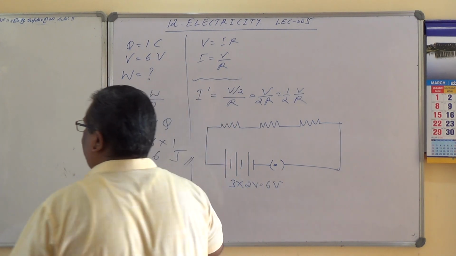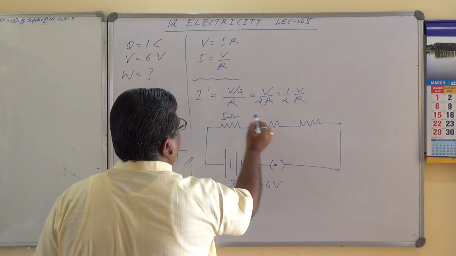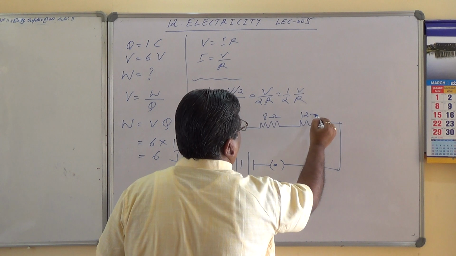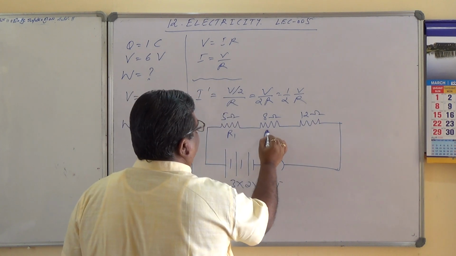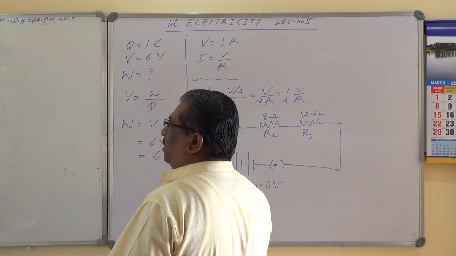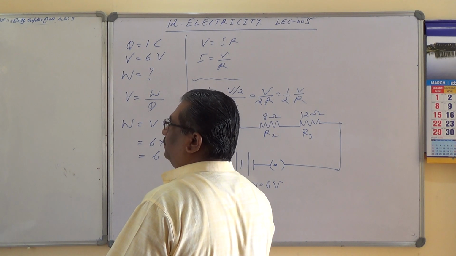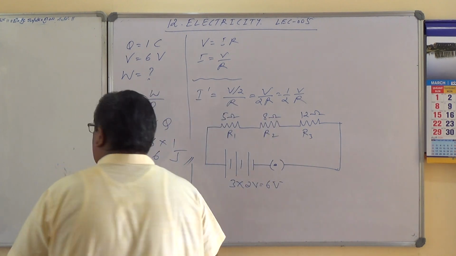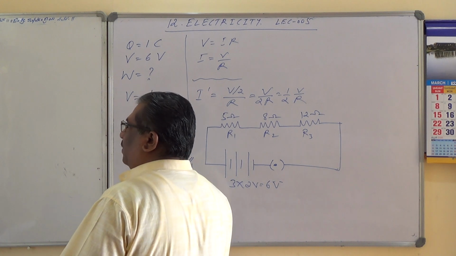So what are the resistors? 5 ohm, 8 ohm and 12 ohm. Let them be R1, R2, R3. What else is there? An ammeter. All these are connected in series. This is the diagram for this. What is the second question asked? The diagram we have drawn.